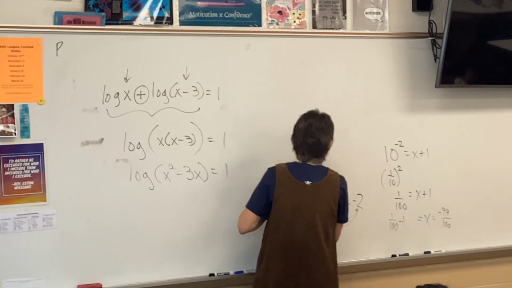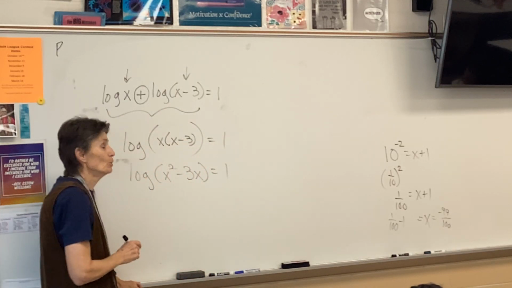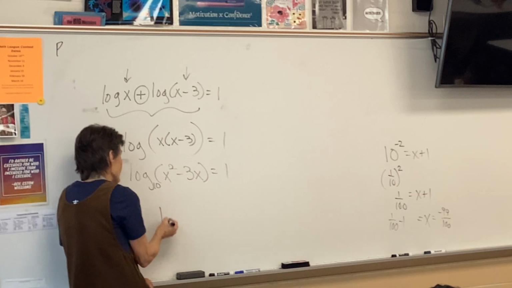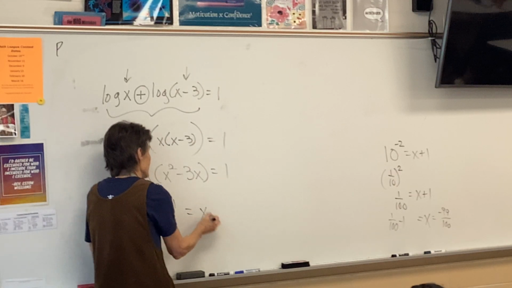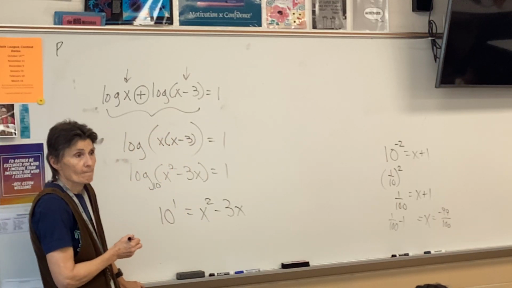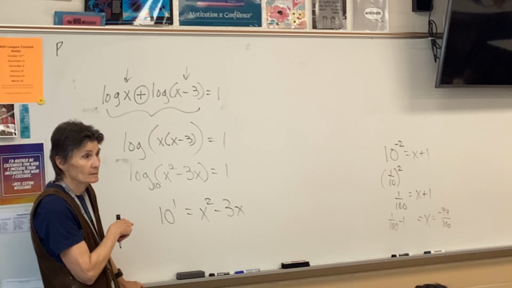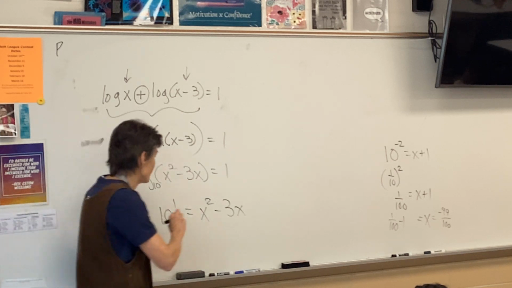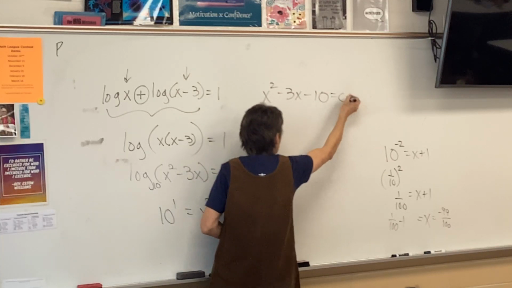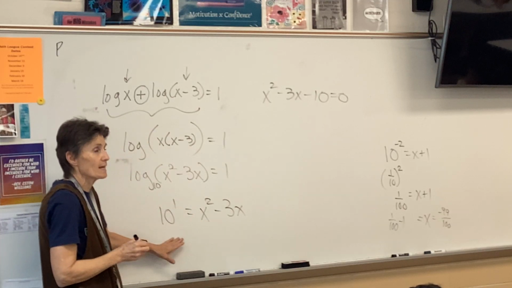What am I going to do with that? The base is 10. So 10 to the first equals x squared minus 3x. Set it equal to 0. X squared minus 3x minus 10 equals 0. Subtract that 10 over. Remember, 10 to the first is just 10.